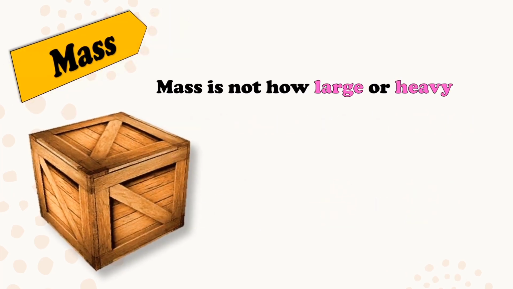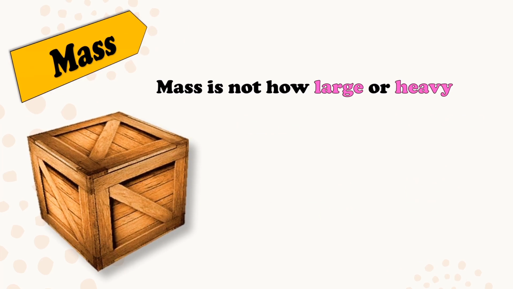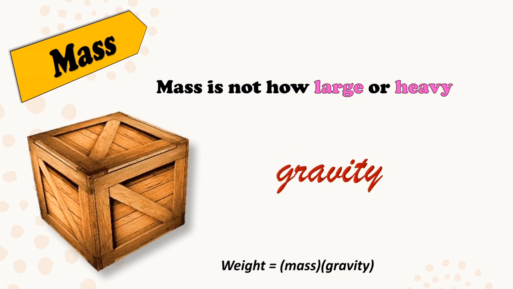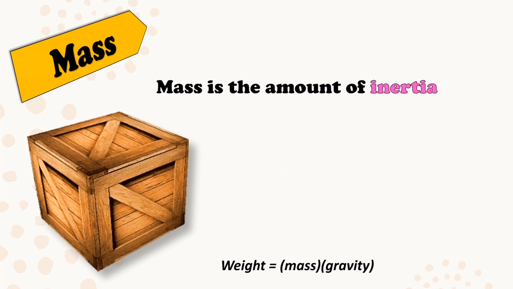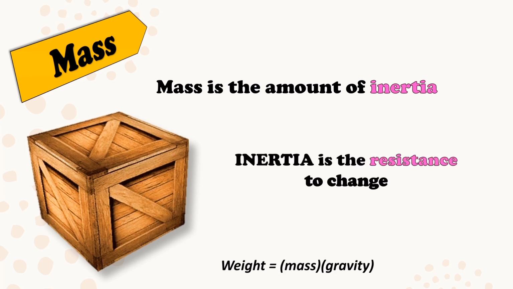Mass is not how large or heavy something is. Mass has more to do with the inertia of something. Mass has to do with the resistance to motion. How heavy or large something is, this has to do with weight, and that is just the effect of gravity on a mass. But truly, if we want to be correct about mass, we want to deal with how mass is the amount of inertia. And inertia is just the resistance to change.